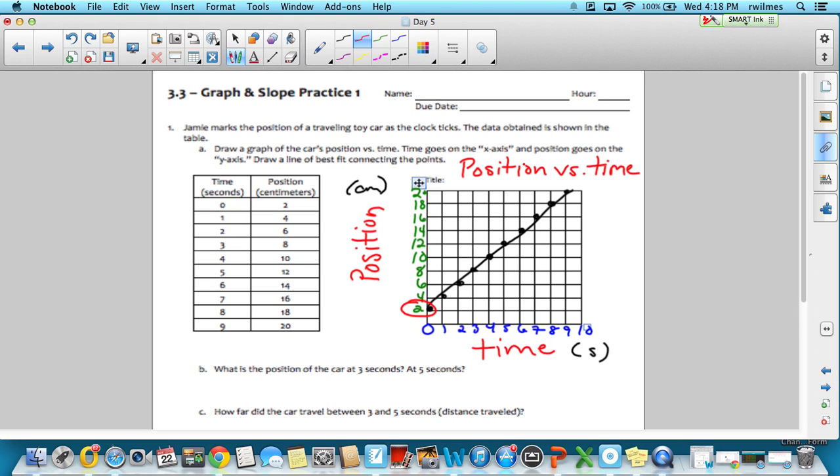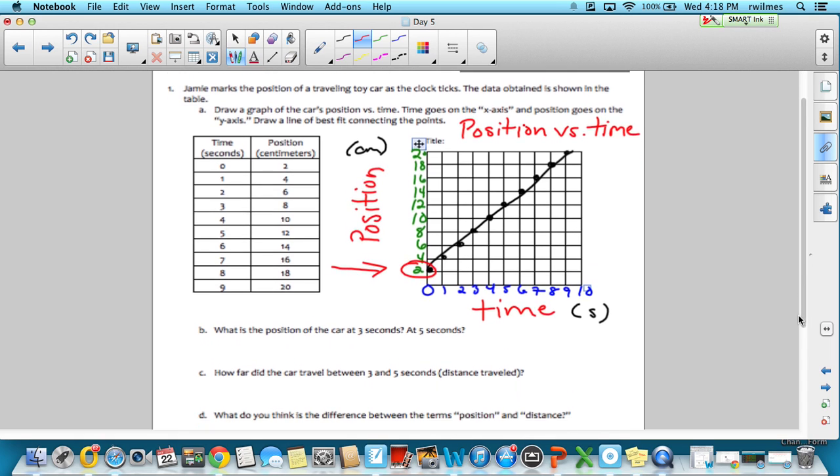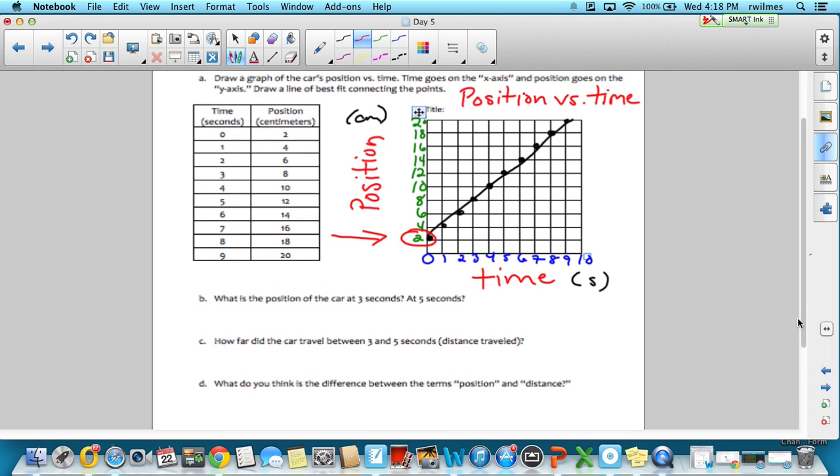All right, so its starting position is at 2 centimeters. It's almost like saying if you were running the 100-meter dash, you would be at the start line, which was 0, but your buddy was at 2 centimeters in front of you. They're getting a head start. Okay, now let's look at 1B. 1B is actually asking this. What is the position of the car at 3 seconds?